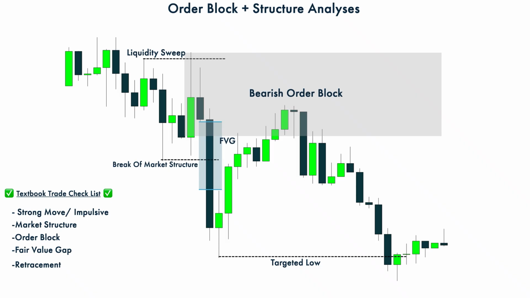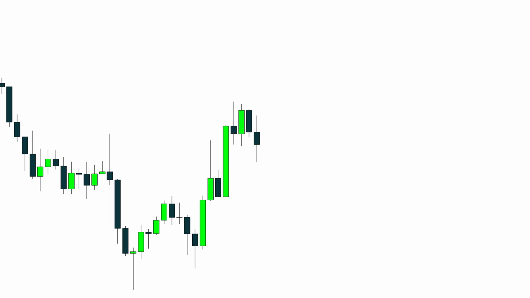But not all order blocks play out this cleanly. In this video, we'll walk you through the exact rules you need to follow to identify only the high-quality setups and filter out the weak ones. Now, here's something important. An order block isn't always just one candle. In fact, a valid order block can be 2, 3, or even more candles depending on how price behaves.